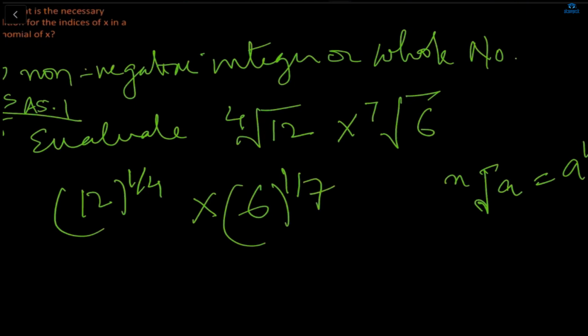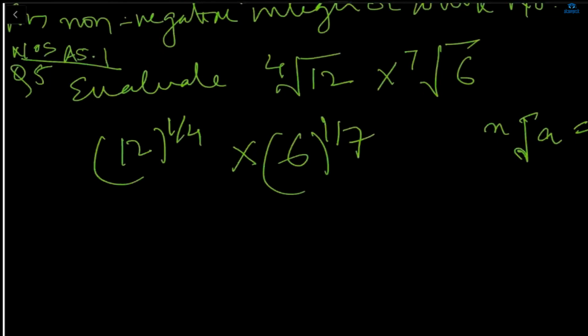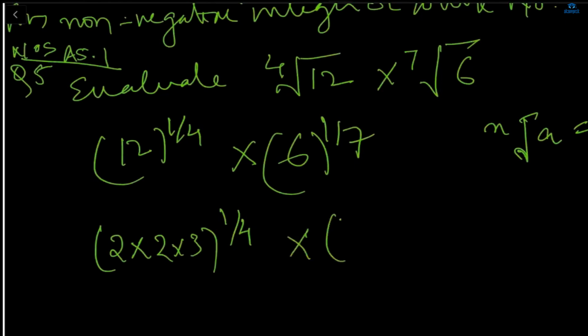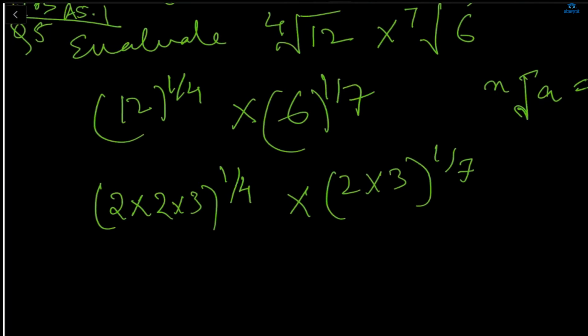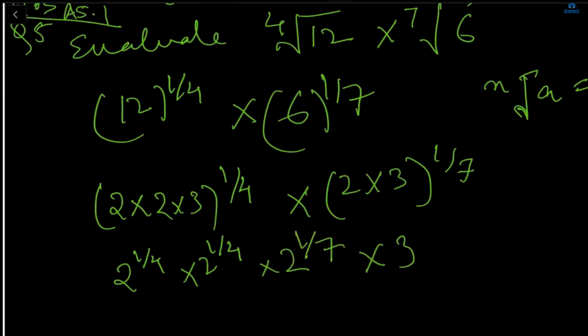Now you can make the bases, 12 and 6, look similar. 12 can be written as 2 multiplied by 2 multiplied by 3, to the power 1 by 4, and 6 can also be written as 2 into 3, to the power 1 by 7. Understood what I'm doing? So 2 to the power 1 by 4 multiplied by 2 to the power 1 by 7, you can write all the 2s on one side, and the 3s as well. If you have done this question, that's very good. If you have not done that assignment, you can have a look and understand.